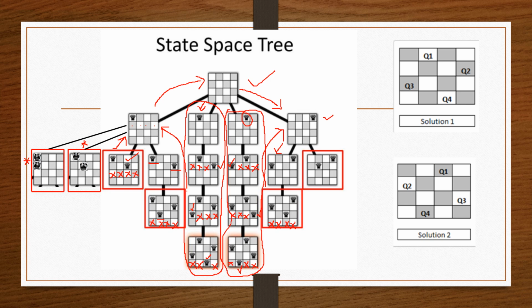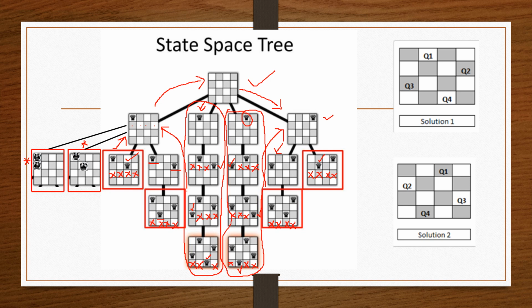So second queen can be placed successfully in this position. Third queen cannot be placed here because of diagonal clash. Not here because of vertical clash, not here because of diagonal clash, not here because of vertical clash. So there is no possibility of placing my third queen without clashes. So that is why it is infeasible.